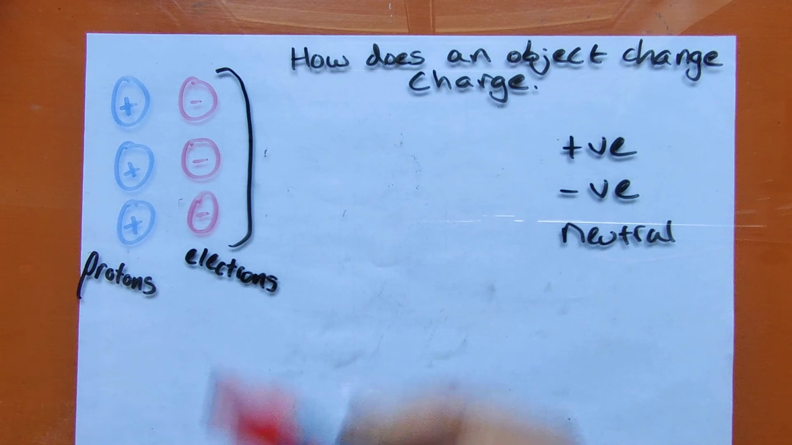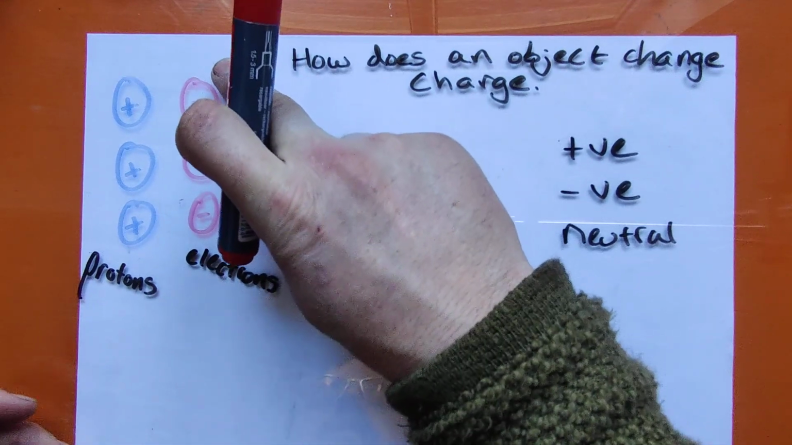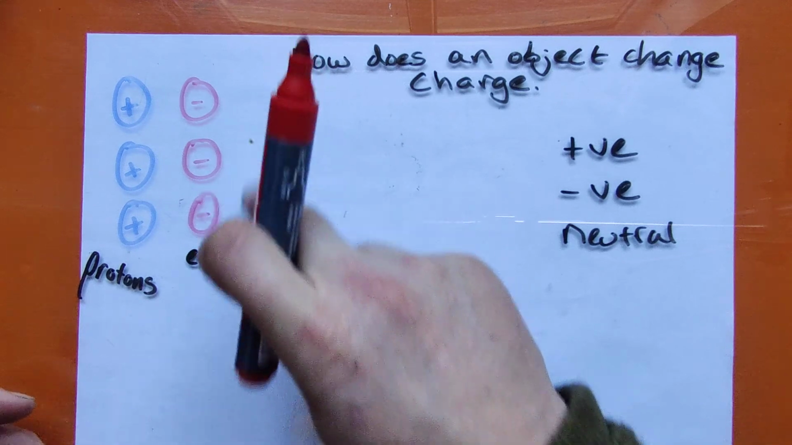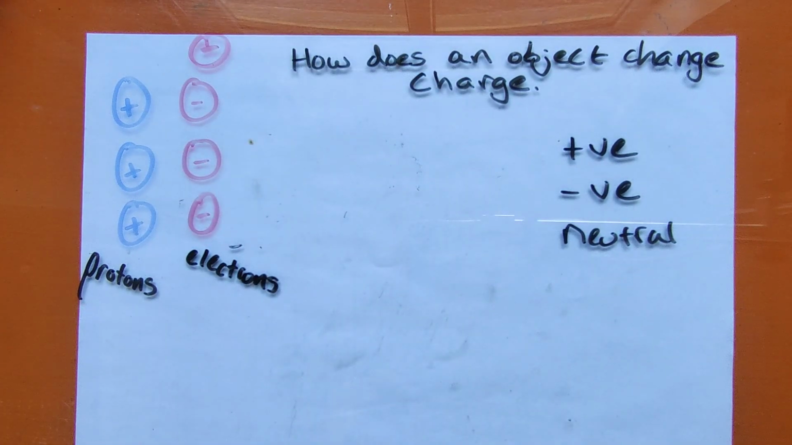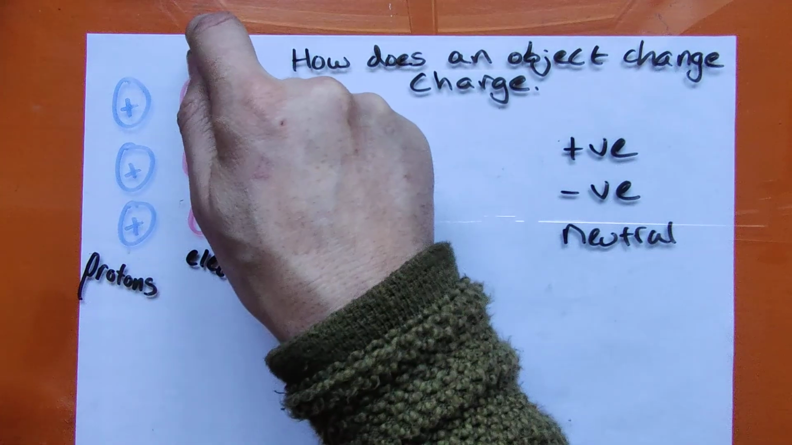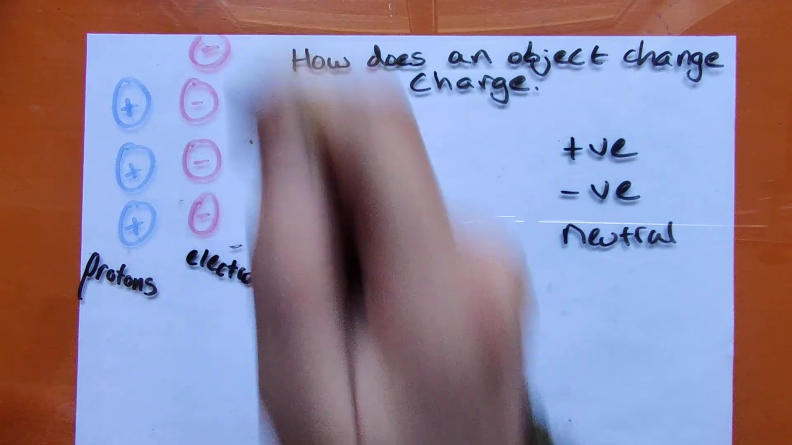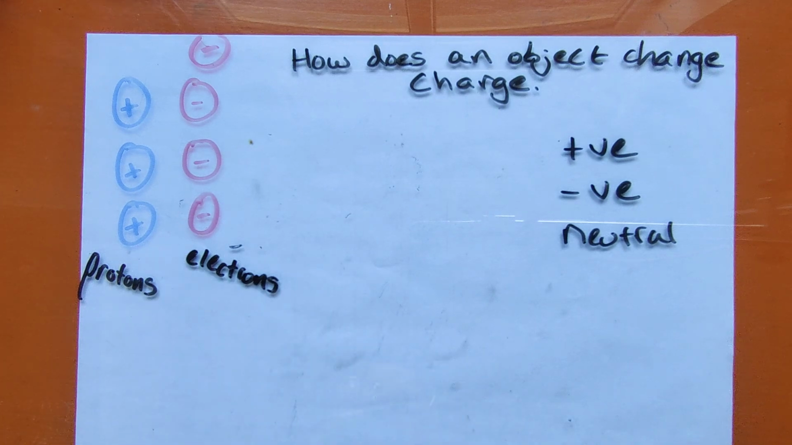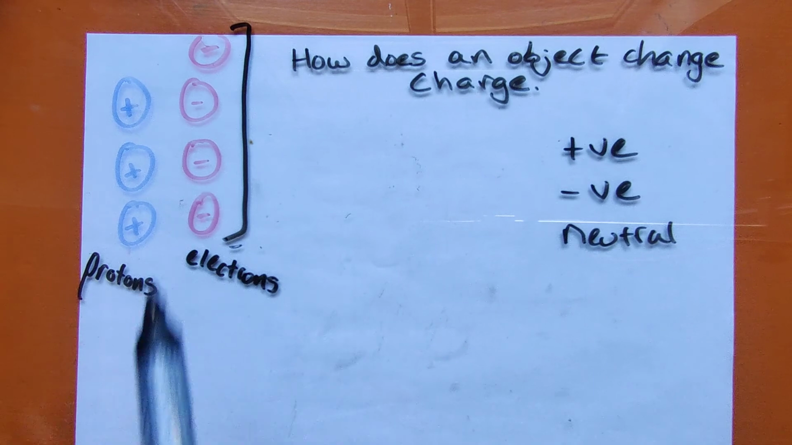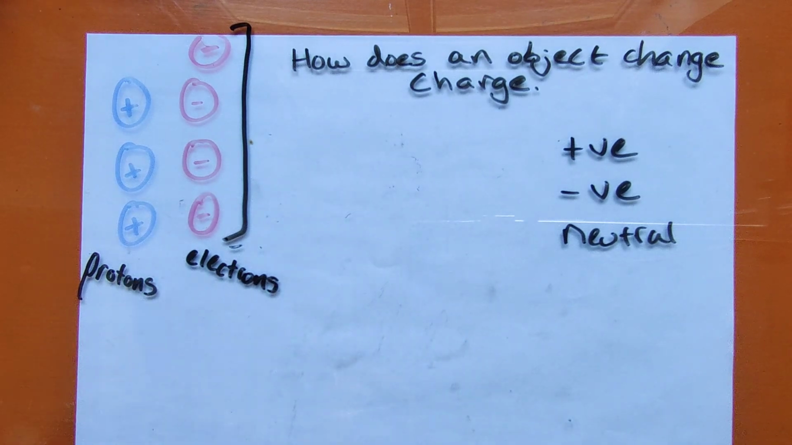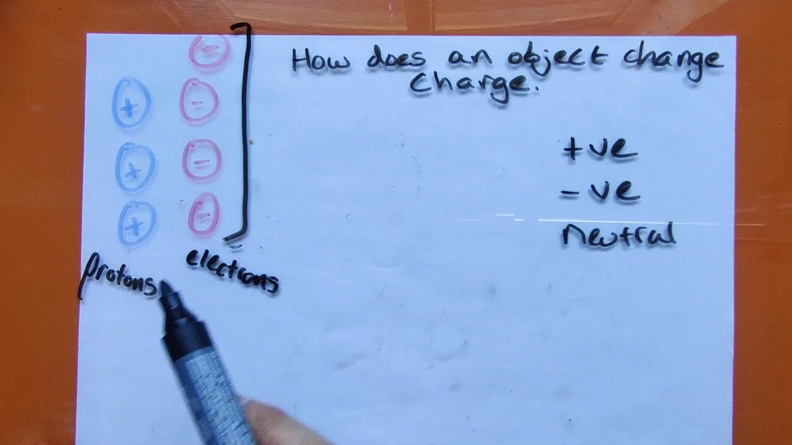Now what about if we added another negatively charged thing here? That's a negative, it's not positive. Just looks a bit rubbish. What about if we added another negative? Now, let's count up how many positively charged things and how many negatively charged things there are, and then we can work out the overall charge of this object.